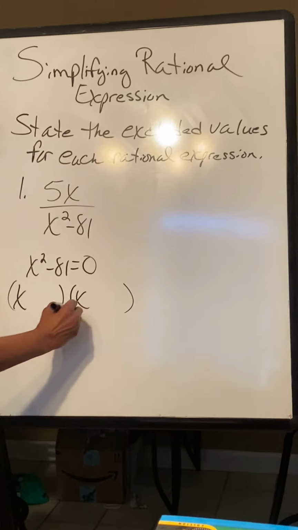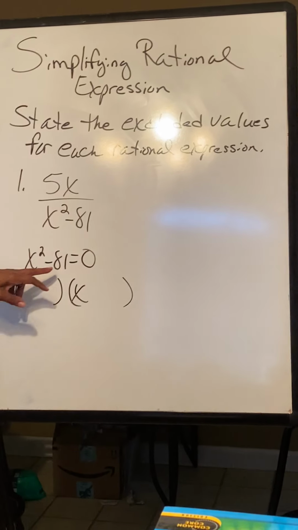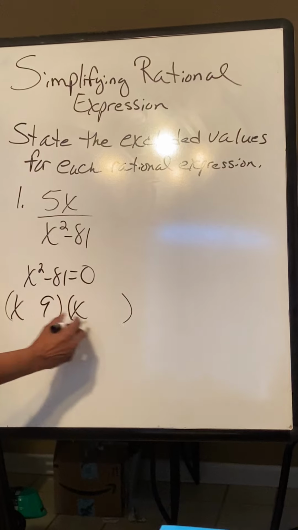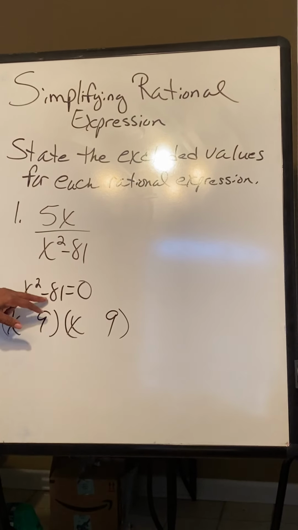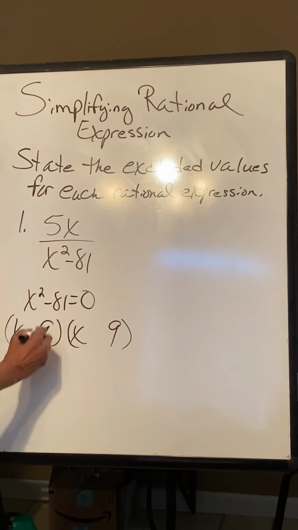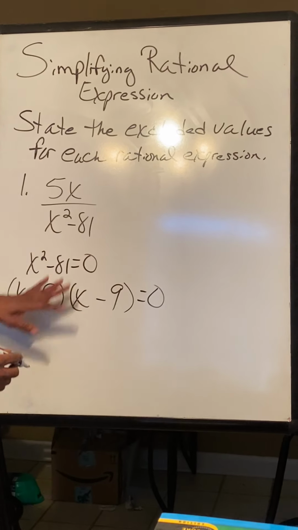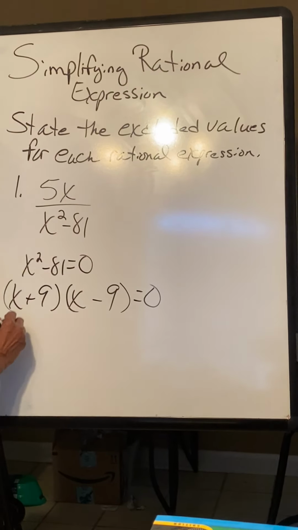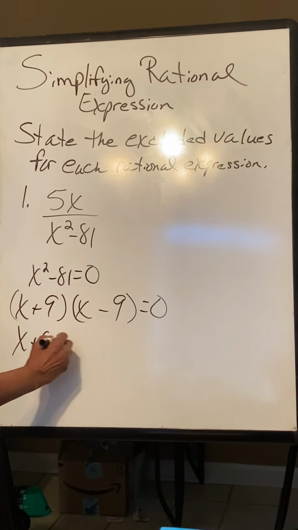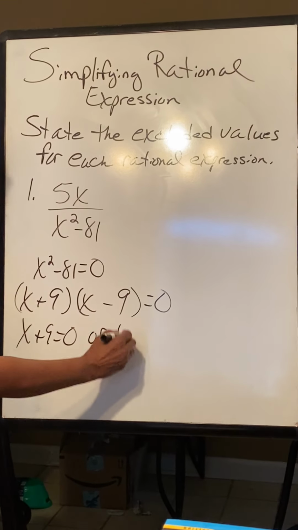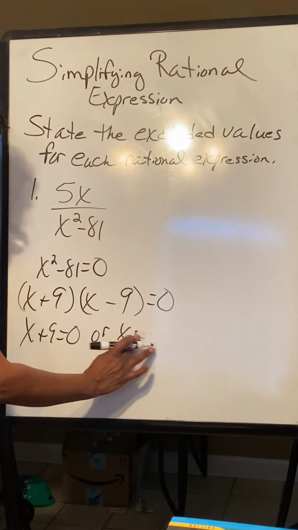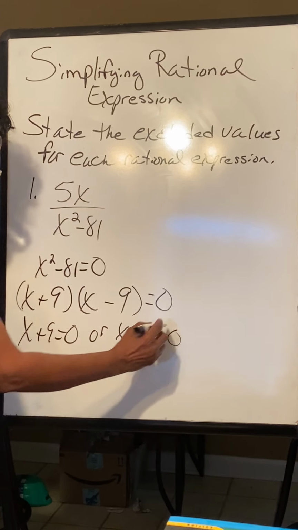The first term in each binomial will be an x. 9 times 9 gives you 81. This says minus, so that means I need to have a plus and a minus. Now I'll set this up using the zero product property. Take each factor, set it equal to 0, and solve for x.